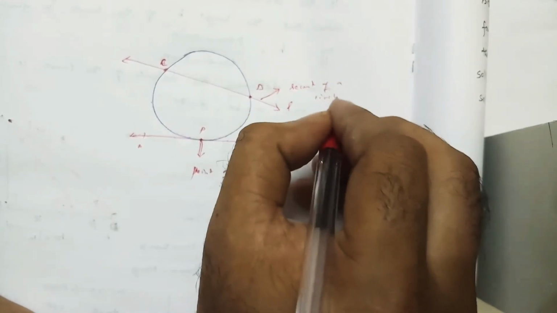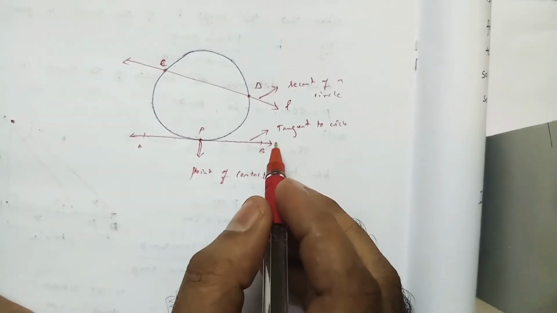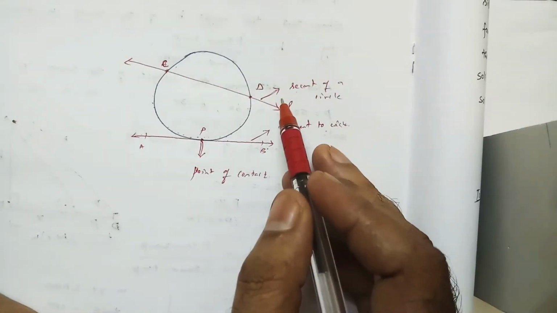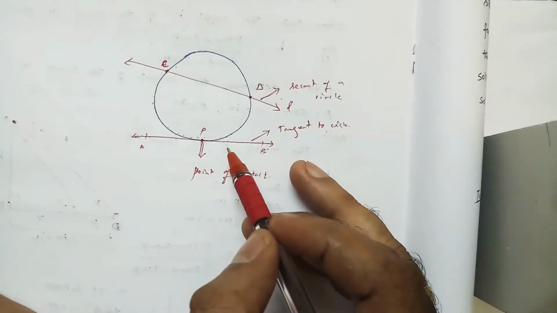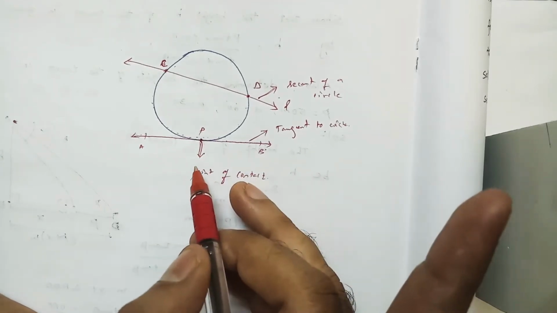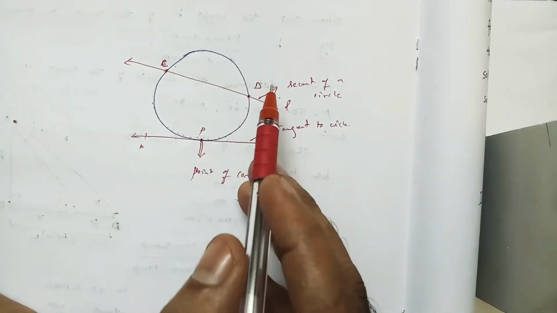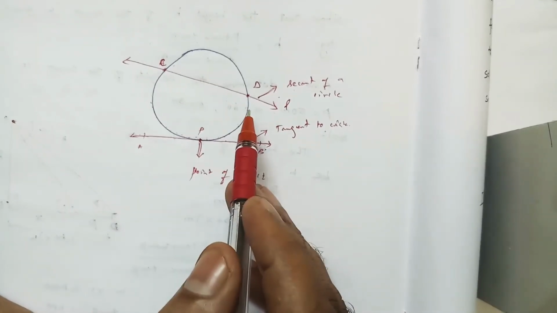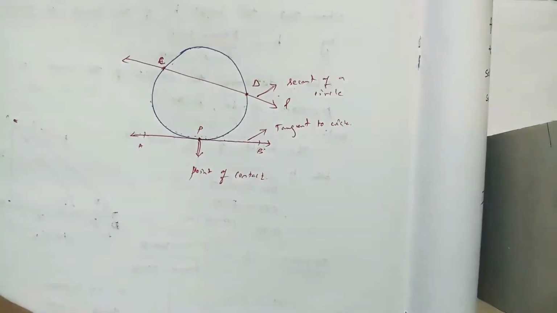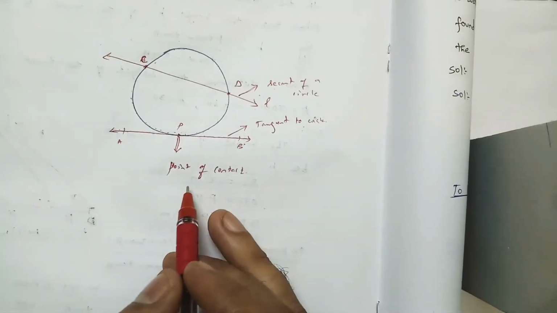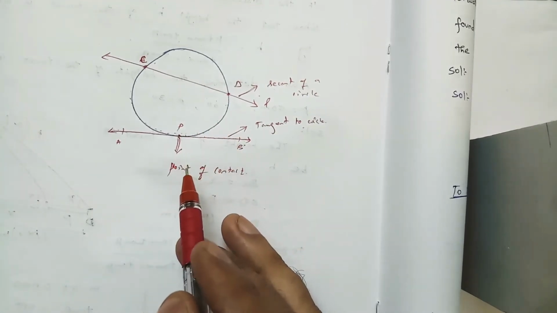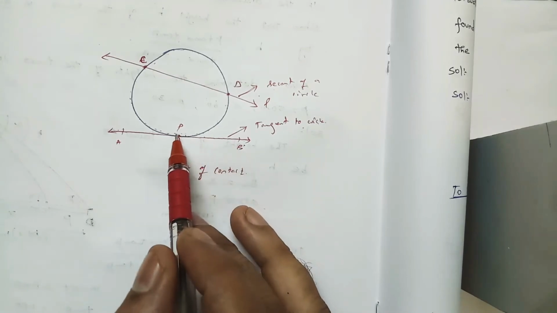I told you that in this chapter we are going to discuss only the tangent to a circle. For what purpose are we discussing what is meant by tangent and secant? We want to differentiate. A tangent to a circle touches or meets a circle at only one point. A secant intersects at two different points. The point at which the line touches the circle is called the point of contact.